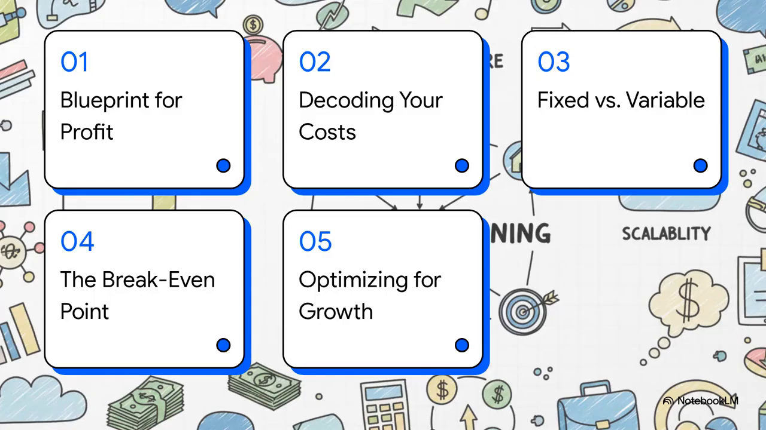So here's our game plan for this explainer. We're going to start with why your cost structure is your blueprint for profit. Then we'll get into decoding your costs, the huge difference between fixed and variable costs, how to find that all-important break-even point, and finally, how to use all this knowledge to optimize for growth.